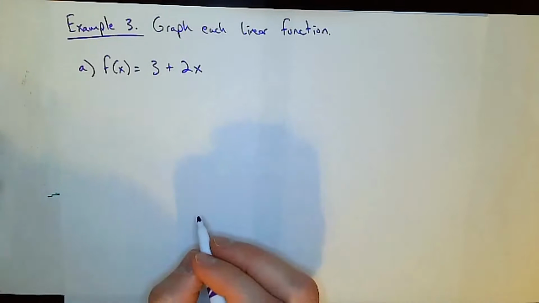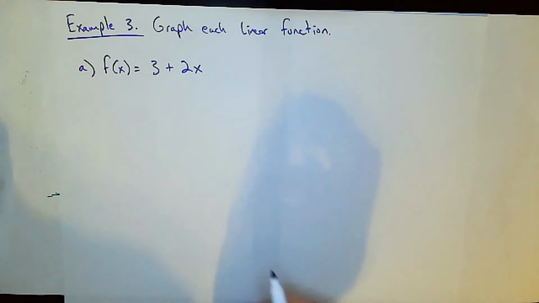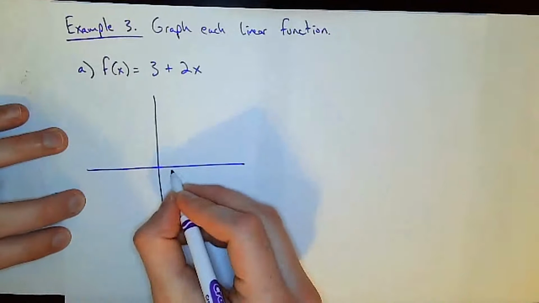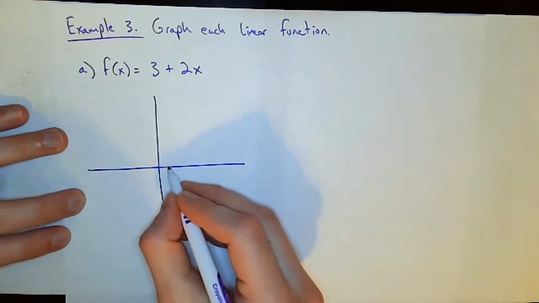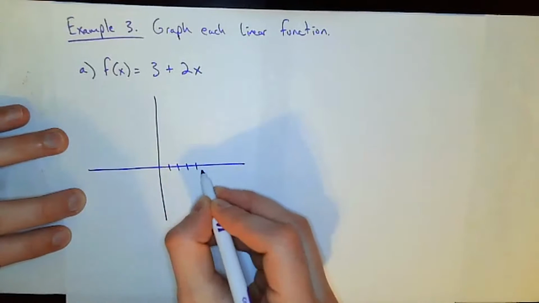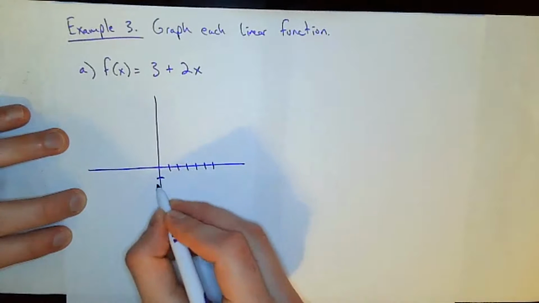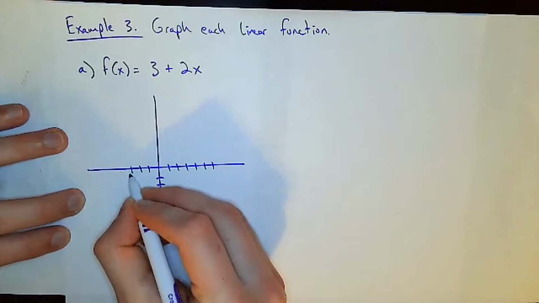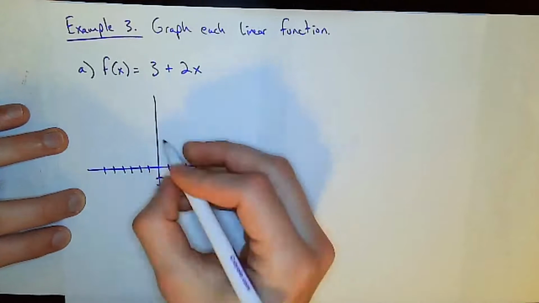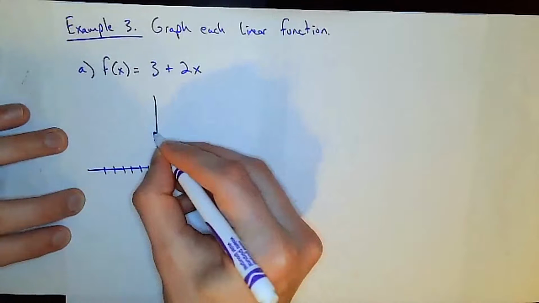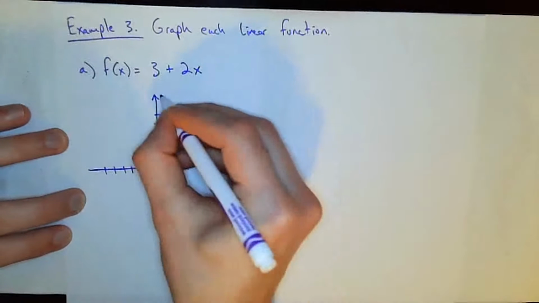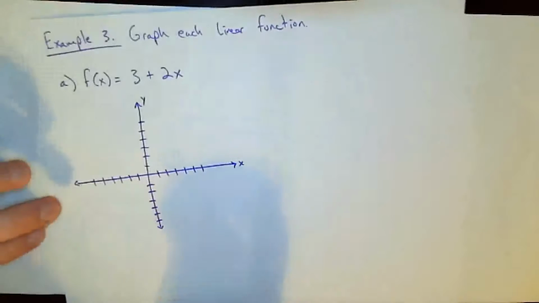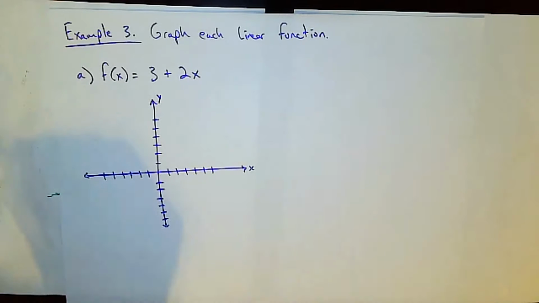So how do we graph this real fast without having to make a table of values or anything? We're going to draw a little graph. I don't know what we should go out to. We may not even need this many tick marks at all, but I'll just go to 6 in each direction.